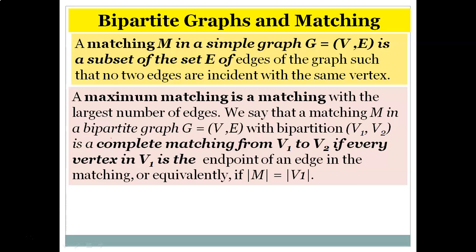So first, we already discussed in the last lecture what is a bipartite graph. Then we are discussing this topic, matching. In a bipartite graph, what is the significance of matching and what are we calling a matching? A matching M in a simple graph G(V, E) is a subset of the set E of edges of the graph such that no two edges are incident with the same vertex.